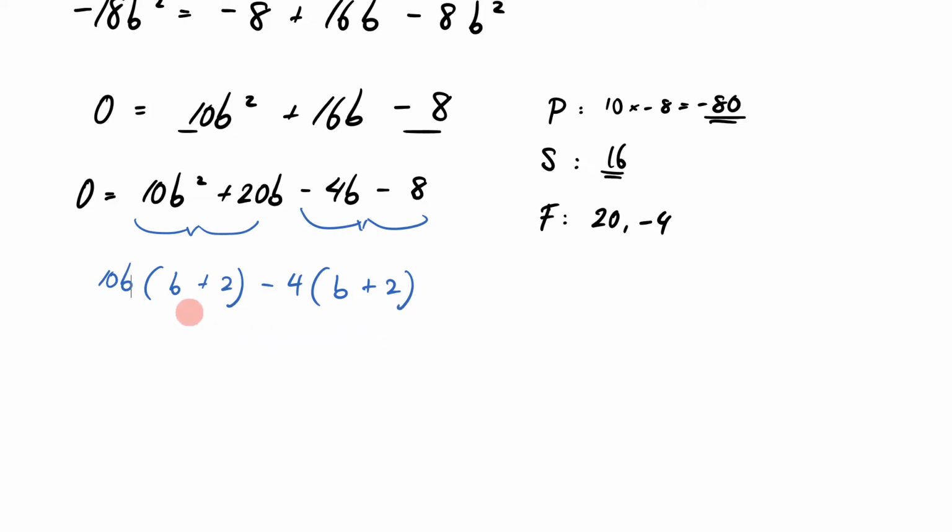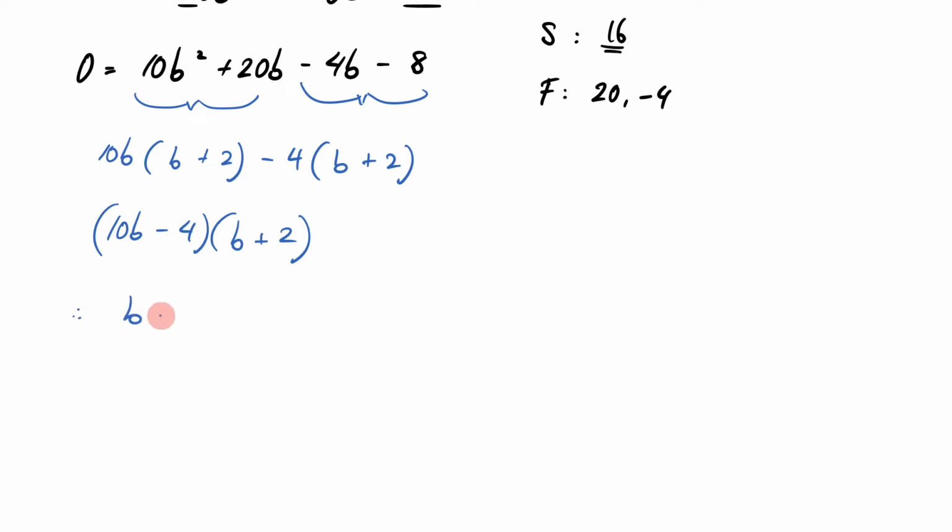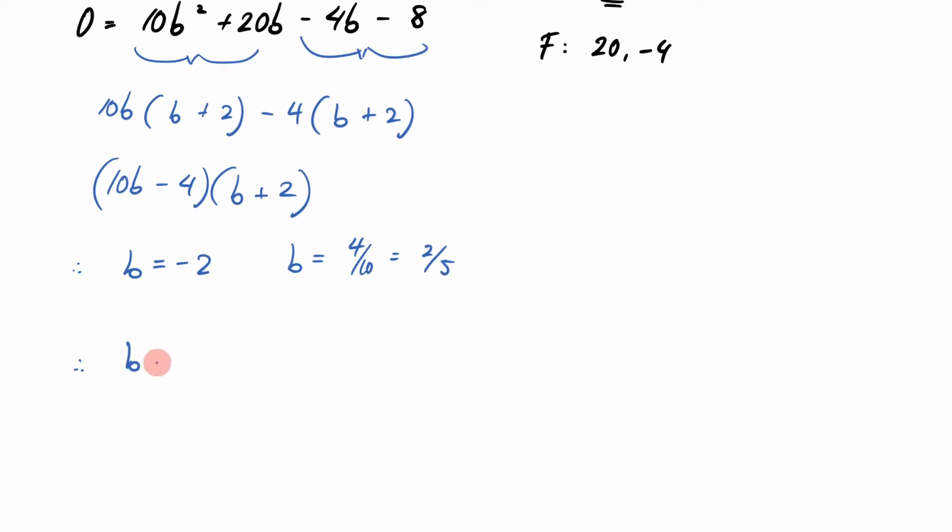We continue on. So that means what I'm going to end up with here is 10b minus 4(b plus 2). Therefore, b is equal to negative 2. And b is also going to be equal to 4 on 10, which is 2 on 5. Okay, all right. So that means, therefore, b is equal to negative 2, or b is equal to 2 on 5.